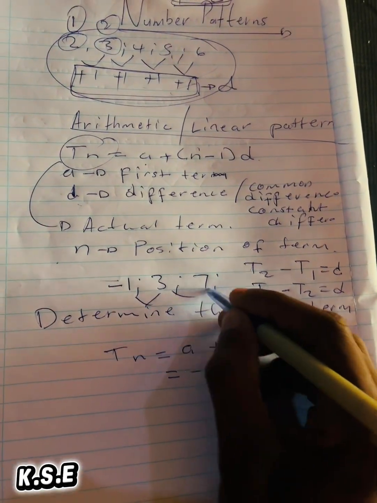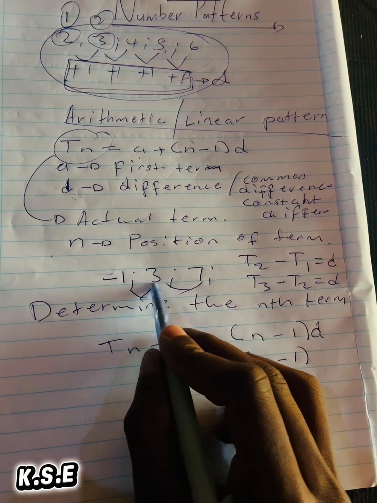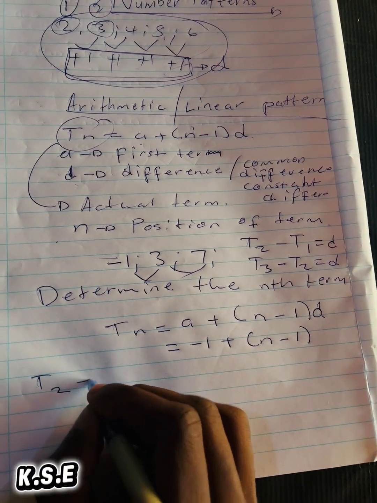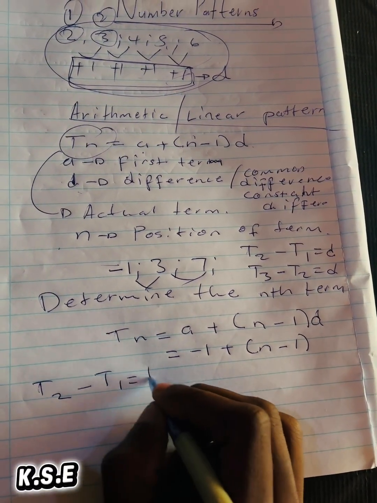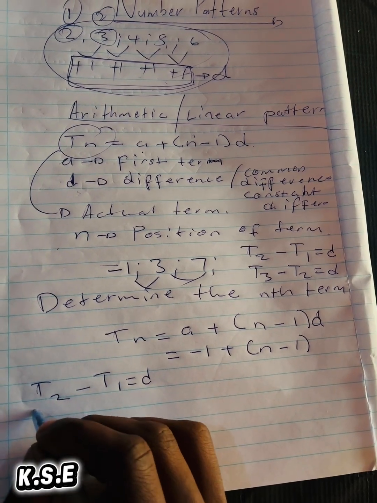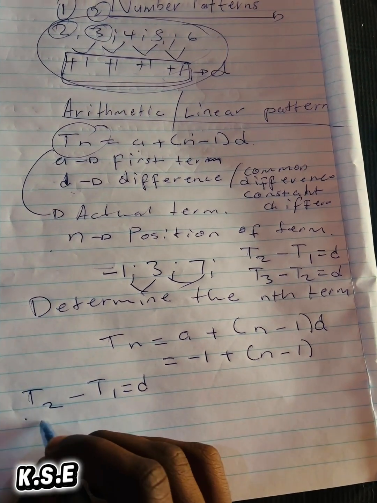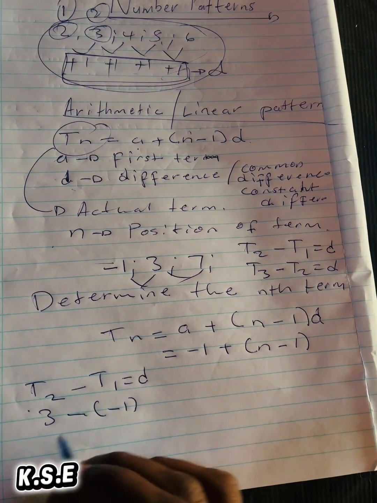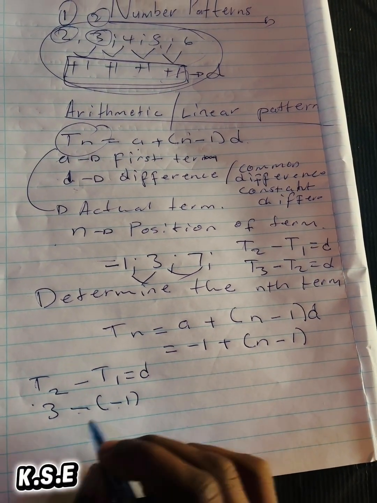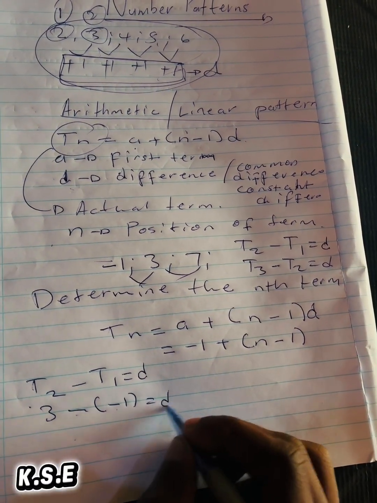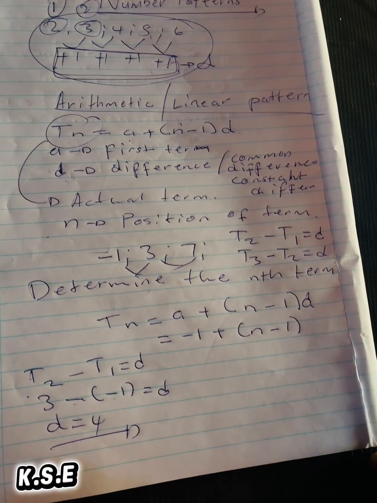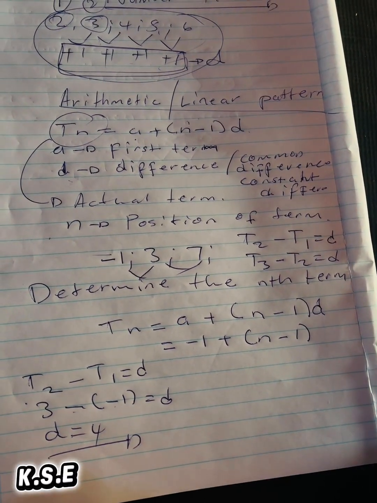So the next part is this part. We say term number 2 minus term number 1 is equal to d. So term number 2, it's 3 minus open bracket minus 1 close bracket. This and this is going to give us positive, so the difference d is equal to 4.